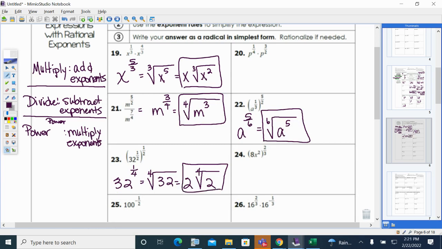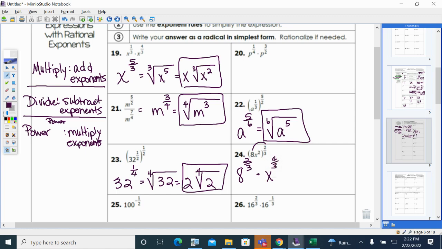Now on number 24, I want to look at number 24 as well. Notice here you have an 8 in front of the x squared, and both of those are being raised to the 2/3 power. So the 8 is not an exponent. We're going to actually raise 8 to the 2/3 power, and we're going to take the x squared to the 2/3 power, which means we're going to actually multiply those exponents. So x squared times 2/3 is going to be x to the 4/3.